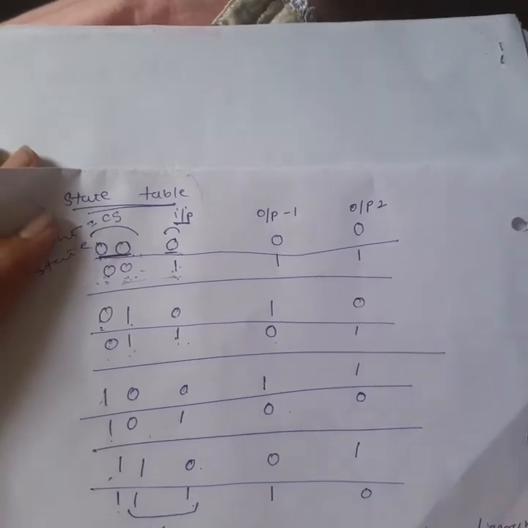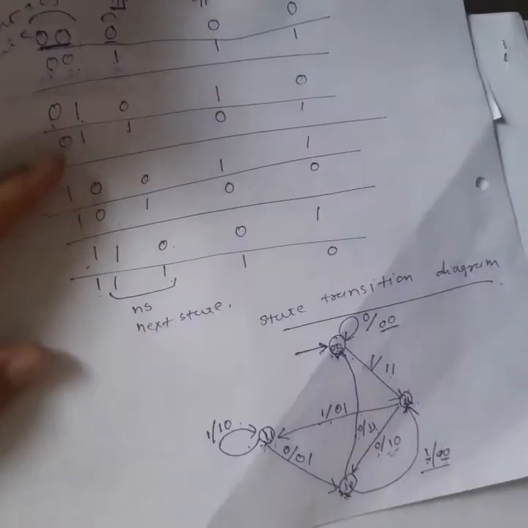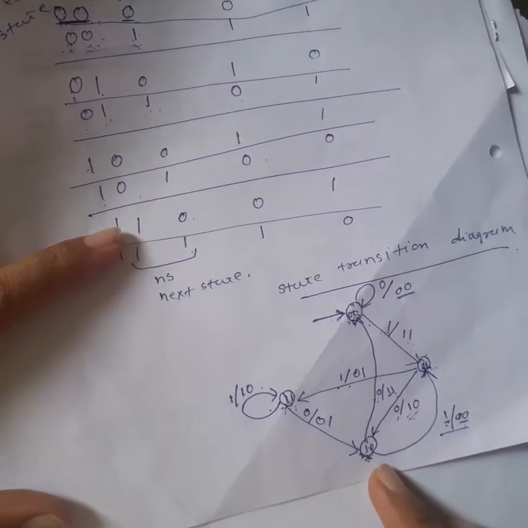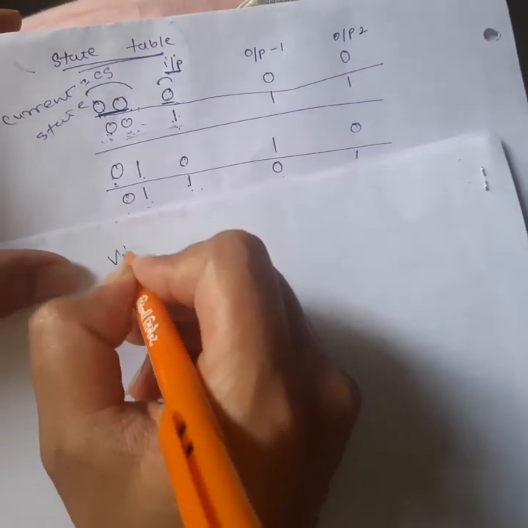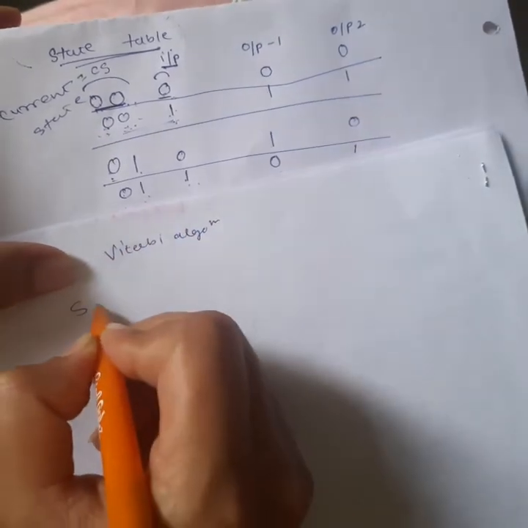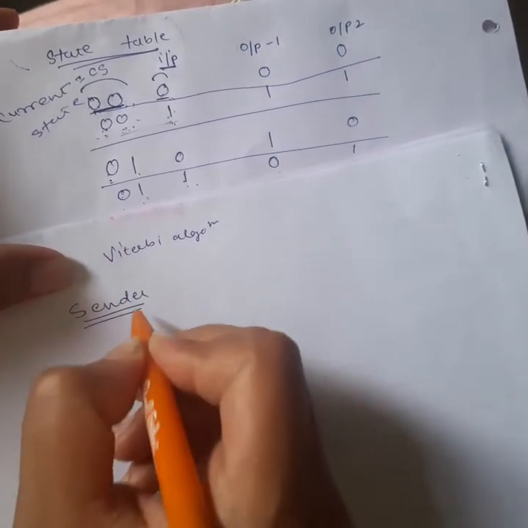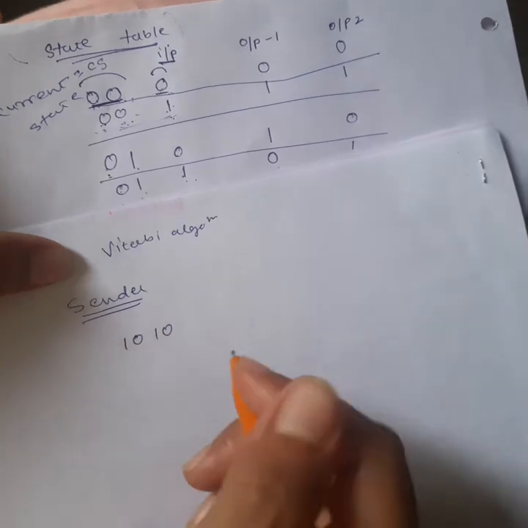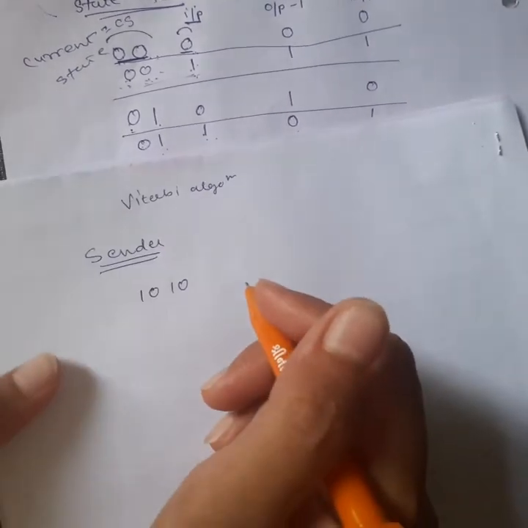Dear students, till now we have seen how to create a state table and then a state transition diagram. Now we are going to see how the sender side Viterbi algorithm gets executed. So we'll consider here the sender side. For example, my sender wants to send 1010, so he will not send 10 and 10 directly.